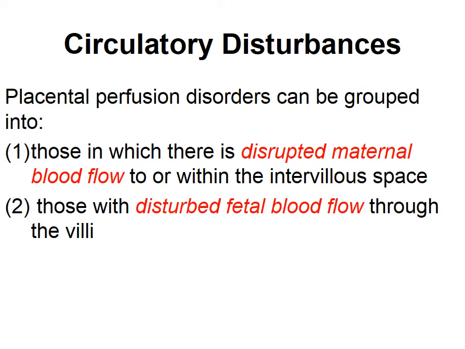Circulatory disturbance. Those are clinically important syndromes, and in most cases the placenta is the target organ of maternal disease. Functionally, placenta perfusion disorders can be grouped into those in which there is disrupted maternal blood flow to or within the intervillous space, and those with disturbed fetal blood flow through the villi. Those lesions are frequently identified in the normal mature placenta. Also, they can limit maximal placenta blood flow.